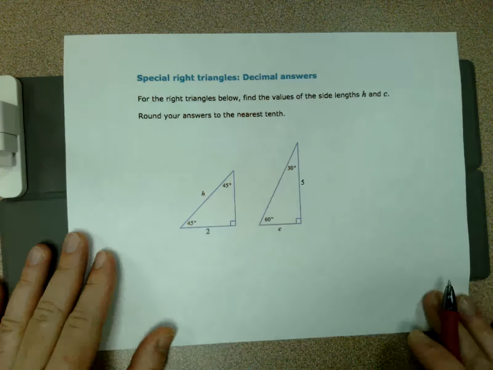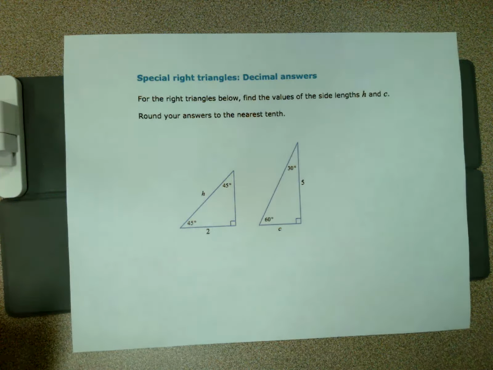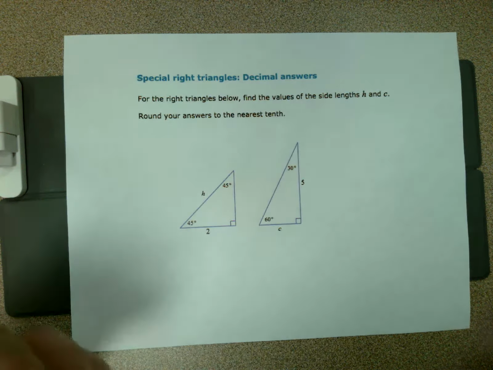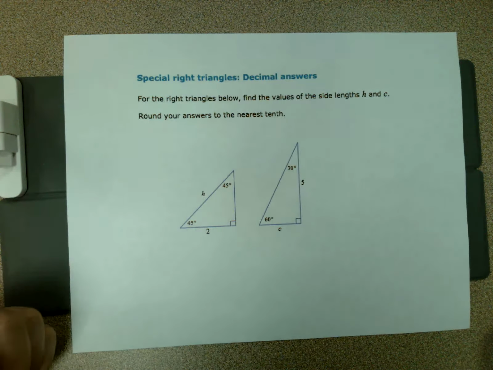Today we're going to be looking at the ALEKS topic, special right triangles with decimal answers. So we're not going to have radicals. We are going to actually try and approximate those with rounded decimals in order to make it perhaps more useful, depending on what our application is.